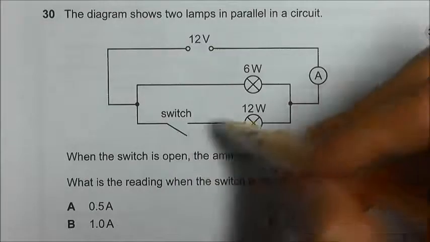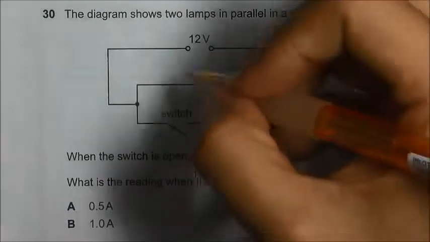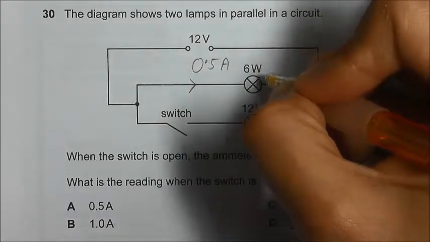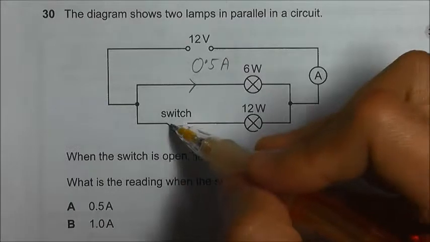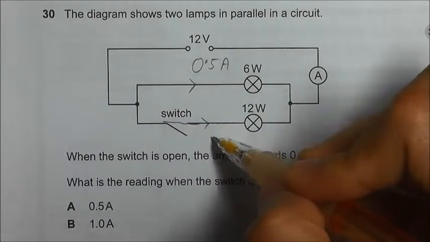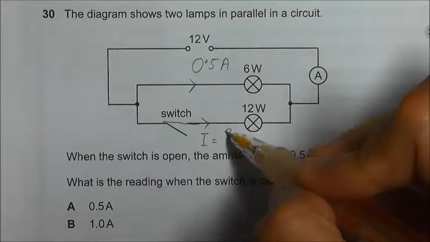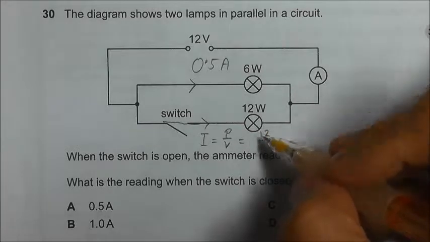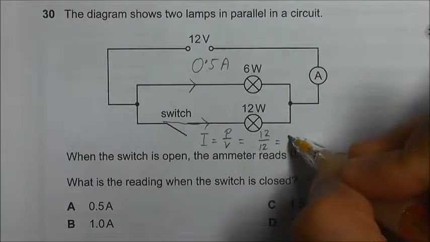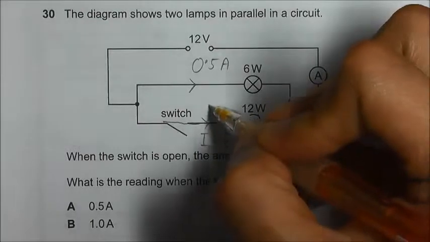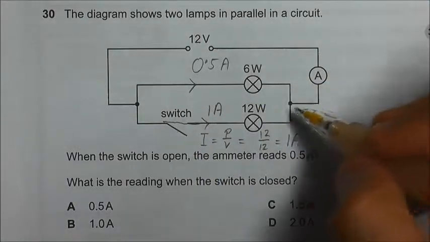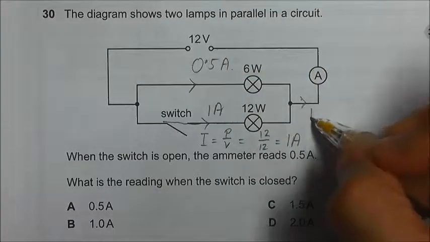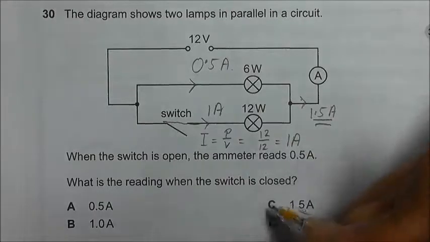When the switch is open, the ammeter reads 0.5 ampere. That means 0.5 ampere flows through the 6 watt light bulb. So when the switch is closed, we can find out what the current is here. Current is equal to power divided by voltage, and the power is 12. The voltage is 12 also. So the current that passes through will be 1 ampere. So now the reading of the ammeter should be 1 ampere plus 0.5. We will get 1.5 ampere. Answer C.